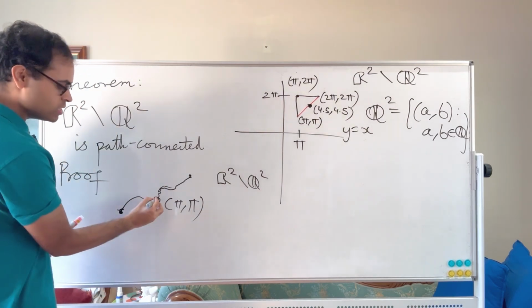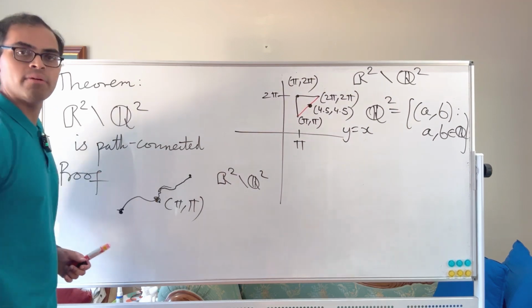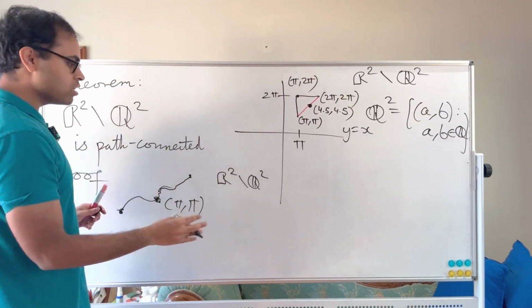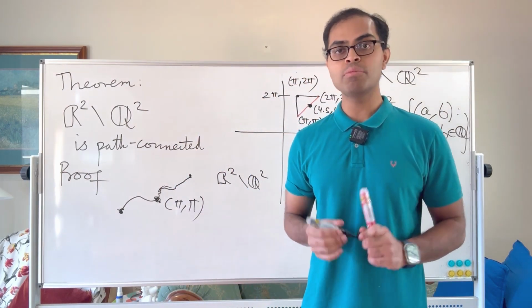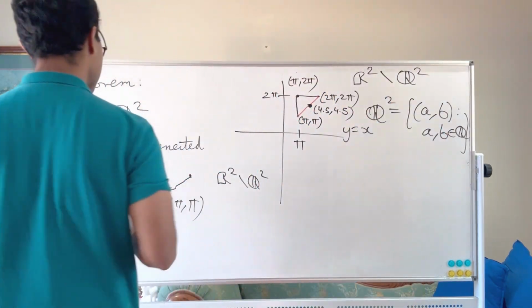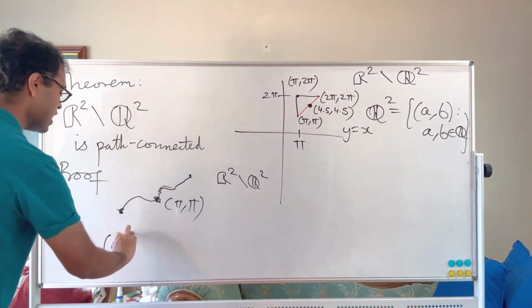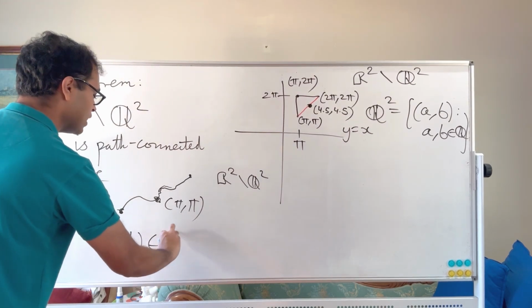So this is like the home station. I go through my home station and go anywhere I like. Okay, so that's all good. So all I have to prove is that anything in R2 minus Q2 can be connected to (pi, pi). So let's fix a point in R2 minus Q2. Okay, let's fix (a, b) inside R2 minus Q2.